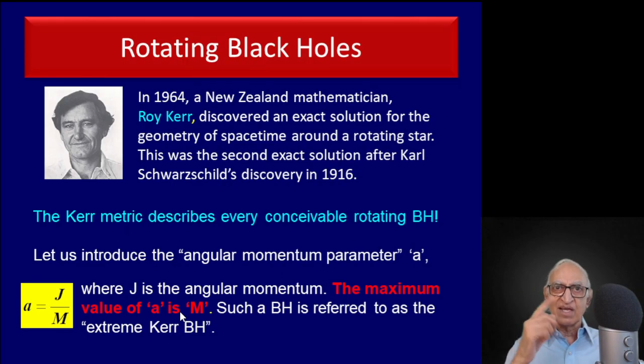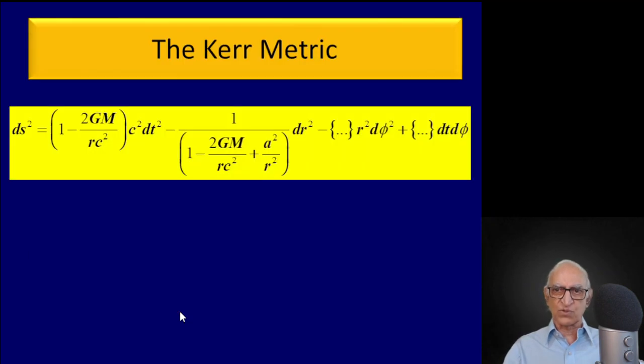Just as you would say in Newtonian theory, a star cannot rotate with an angular velocity greater than a certain value because then the centrifugal forces will disrupt the star. In a similar fashion, there is a maximum angular momentum for a rotating black hole also.